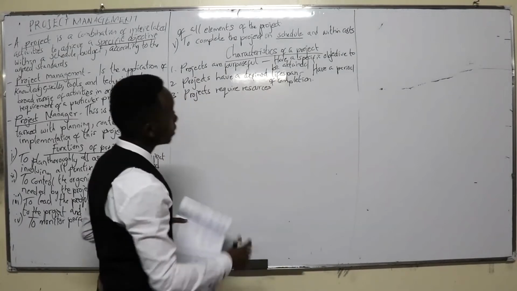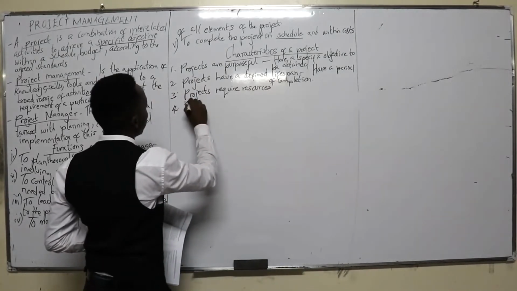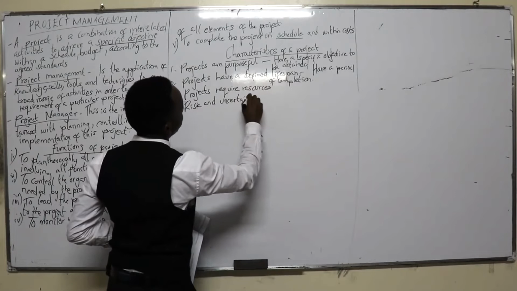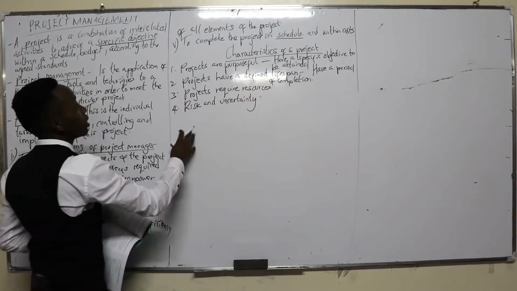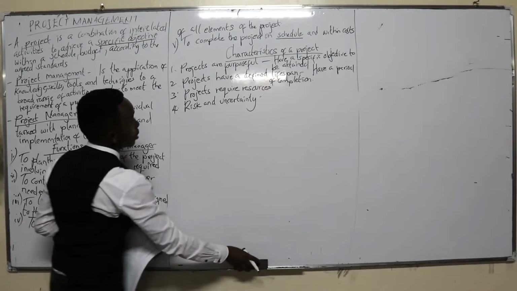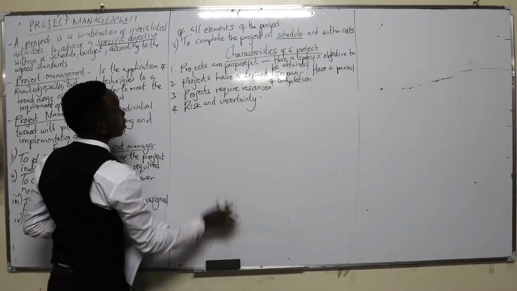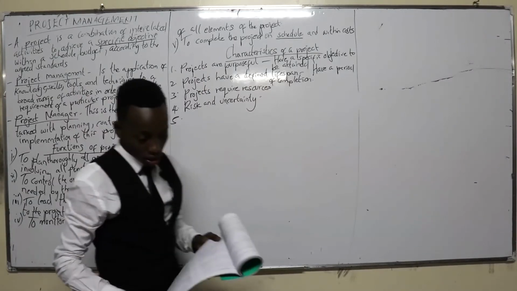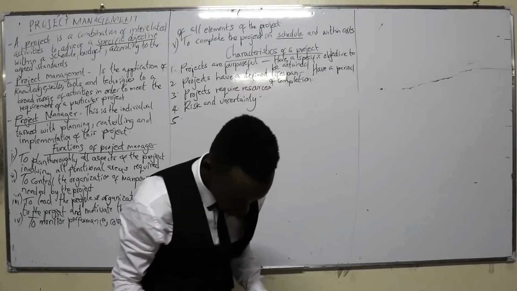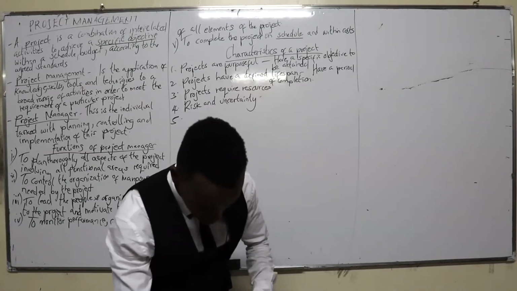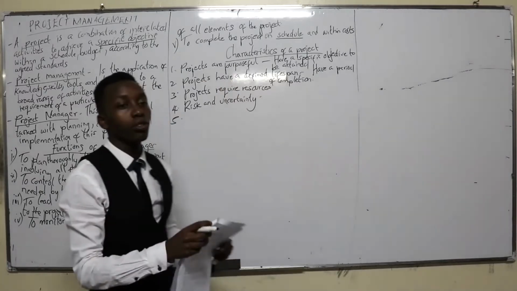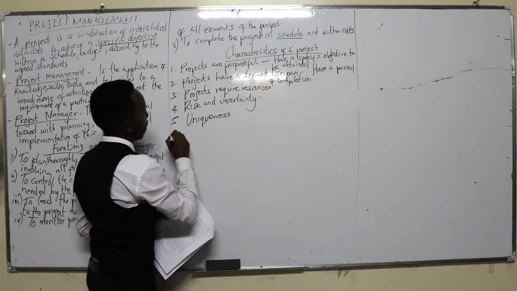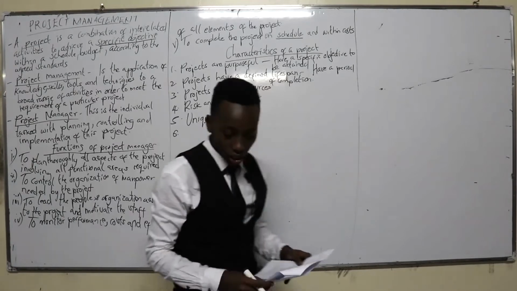And then there's that element of risk and uncertainty, that even if you undertake to complete this project, chances are it might not be as advantageous as we had hoped it to be. And then also another characteristic of projects is uniqueness, that each project is unique in its own way.